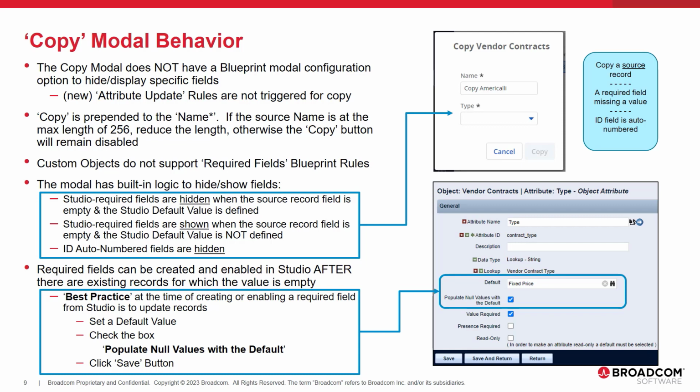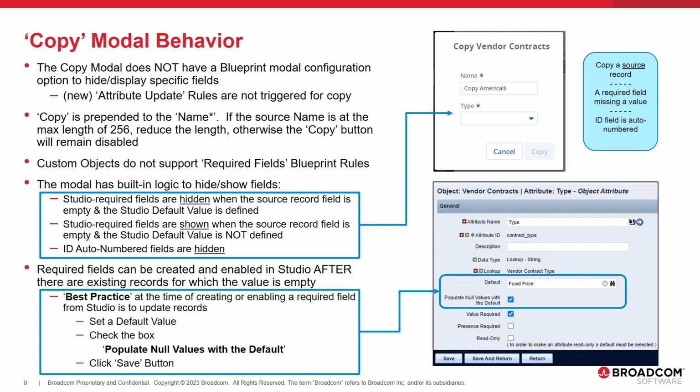What happens is the word copy is prepended to the name field. If the source name field is at the maximum length of 256, which is new in this release, the copy button will be disabled. And from here, you just need to make sure that the text is trimmed so that it fits under that 256 length, and then the copy button will show up.